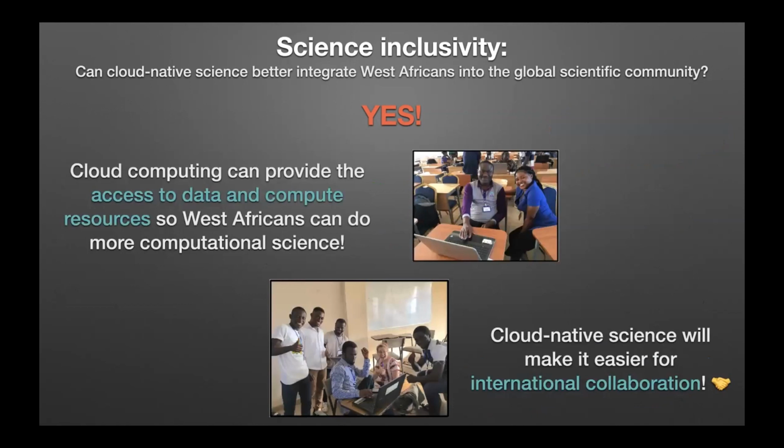So cloud computing can give the access to the data and the compute resources for West Africans to do more on the computational science side. But it also will make it a lot easier for all of us to collaborate internationally. So if the tools are in place where I can just write to a Ghanaian colleague and say, hey, you want to run this code on this new data set and see what you find, we can collaborate a lot easier if they have those tools and can access the same data and the same compute that I have available.